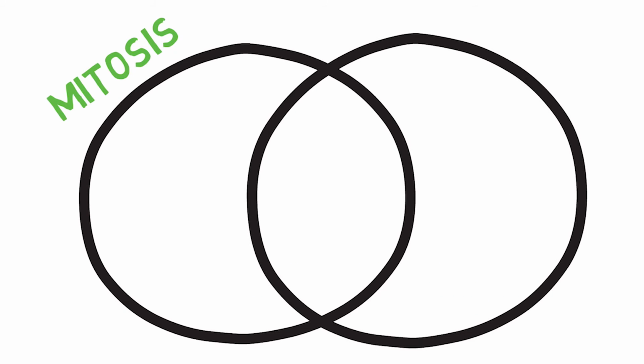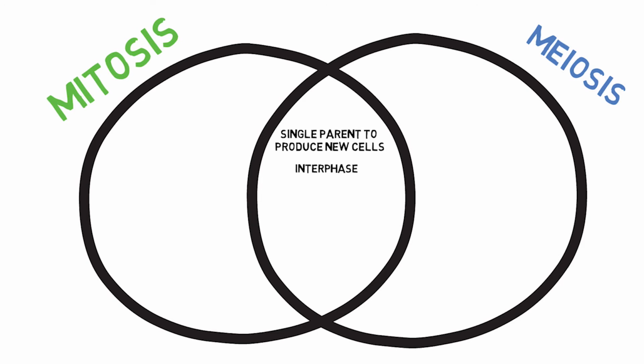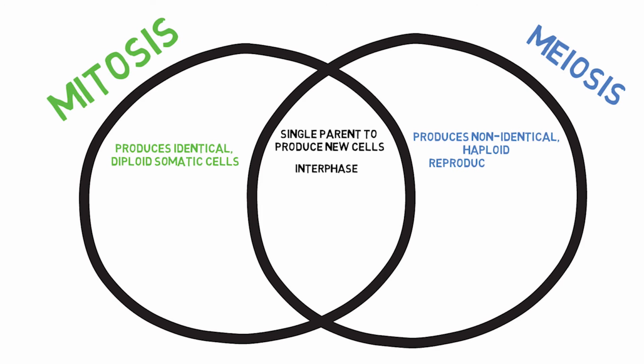In summary, both mitosis and meiosis are preceded by interphase, where cells grow and DNA is replicated. Both begin with a single parent cell and produce new cells. The biggest differences involve the class of cells that undergo each process. Mitosis produces identical diploid somatic cells, while meiosis produces non-identical haploid reproductive cells.